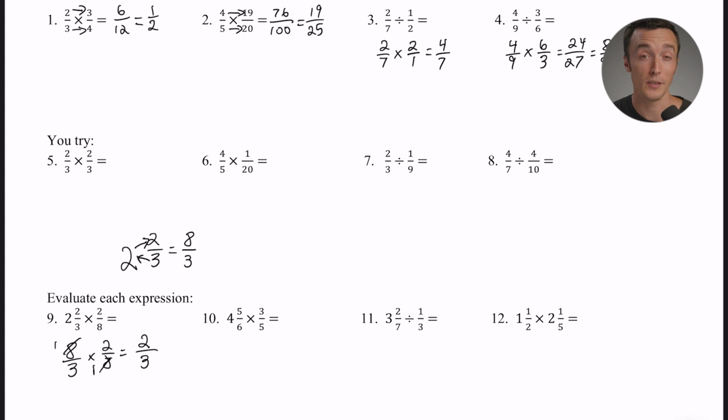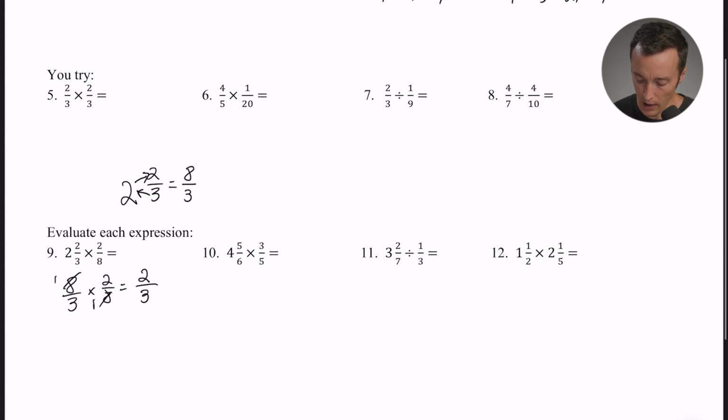Sometimes I find that students get confused on that step and start to obsess about how much you can reduce, which is why I show it in the beginning as just multiply straight across and then check your final answer to see if it will reduce at that point. There's not necessarily a wrong way to do it. That's just how I show my students. So let's do a couple more like this.